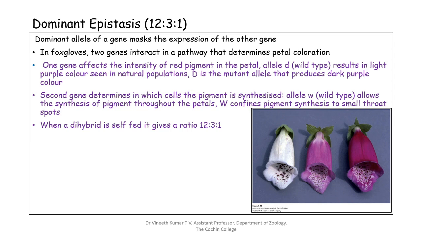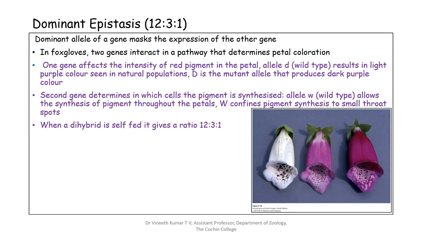We are going to take here the example of the flower called foxglove, and you can see here the three different phenotypes that have been shown. In this case, we are going to see the interaction of two genes which interact in a particular pathway, and that determines the color of the petals. The trait is petal coloration, and we are going to see how two different non-allelic genes interact and produce this particular petal coloration.